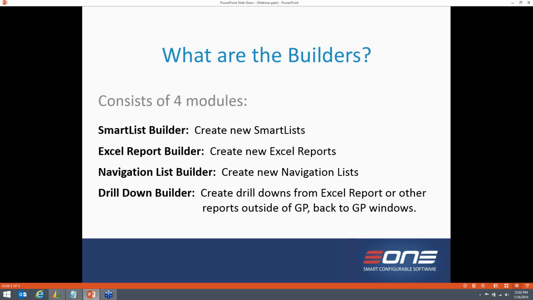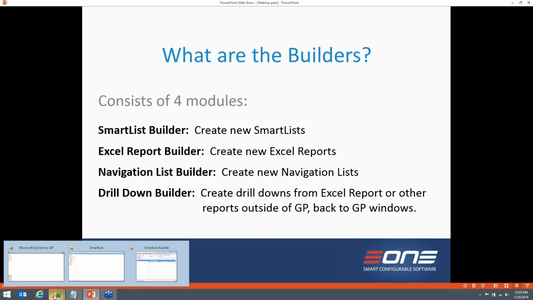Navigation List Builder is another module that allows us to create new navigation lists from within GP. And then Drill Down Builder allows us to create drill downs from an Excel report or any other report outside of GP, such as SSRS or anything like that, and drill back to GP windows or GP Smart Lists to further review the data that we had in that external report. So let's take a look at what the different Builder modules can do.